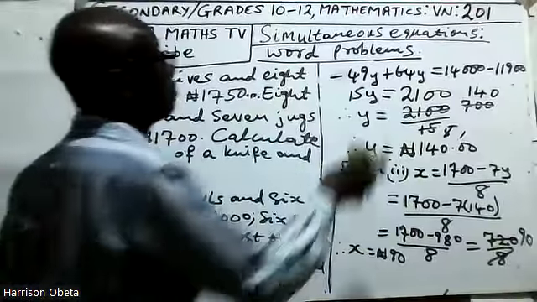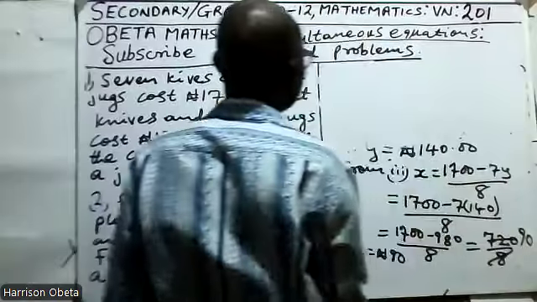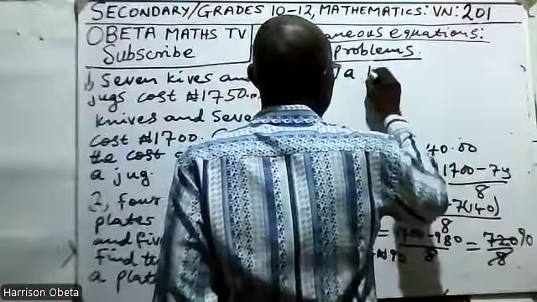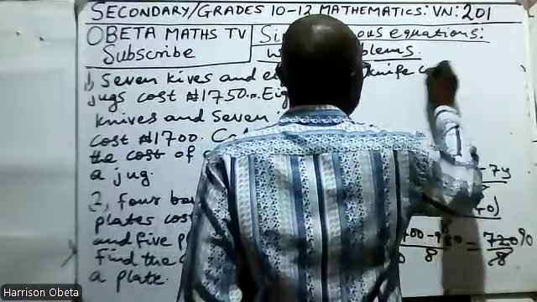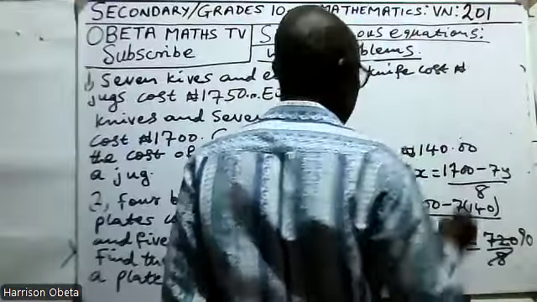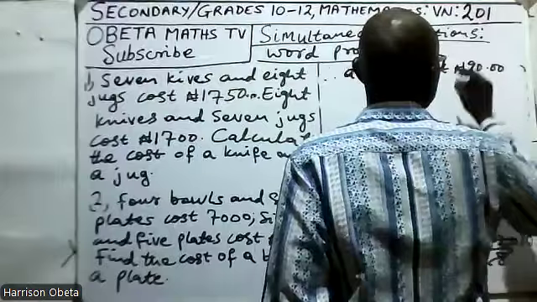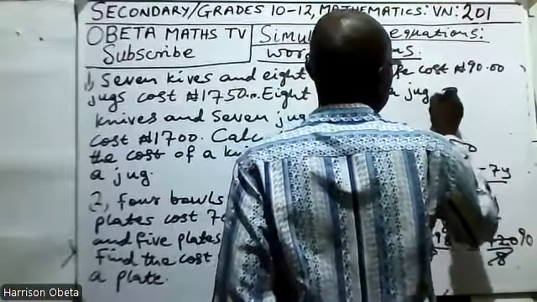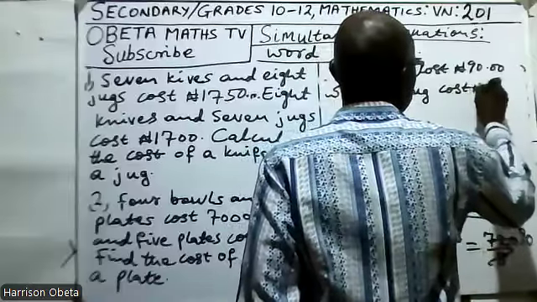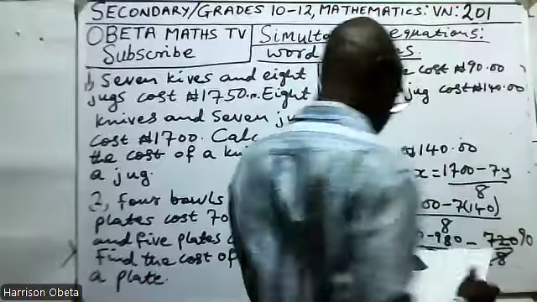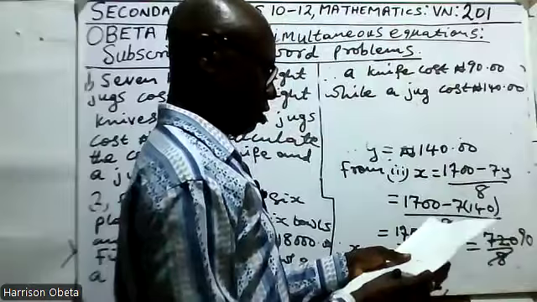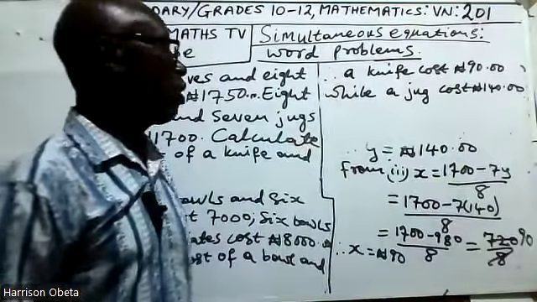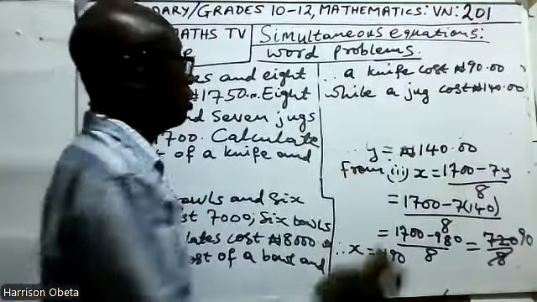So in conclusion now, therefore a knife costs 90 naira, while a jug costs 140 naira. The knife costs this and the jug costs this. So that is the end of question number 1. So we'll go over quickly to question number 2.